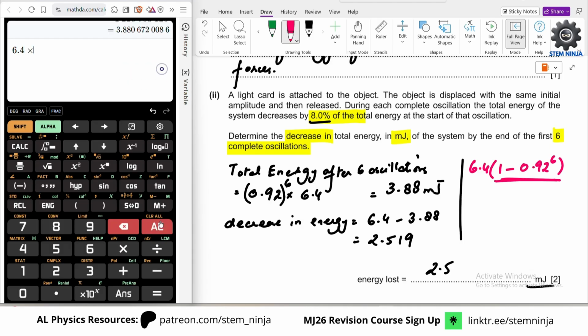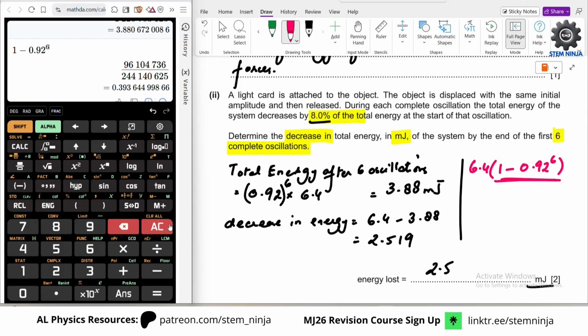So 6.4 times a 39% decrease. So 1 minus 0.39. So roughly we will get 3.88 or 3.9, whatever. So that means basically that was 0.92 raised to power 6.